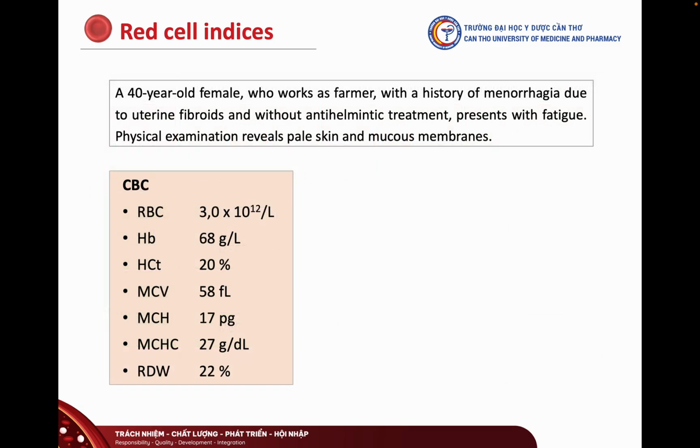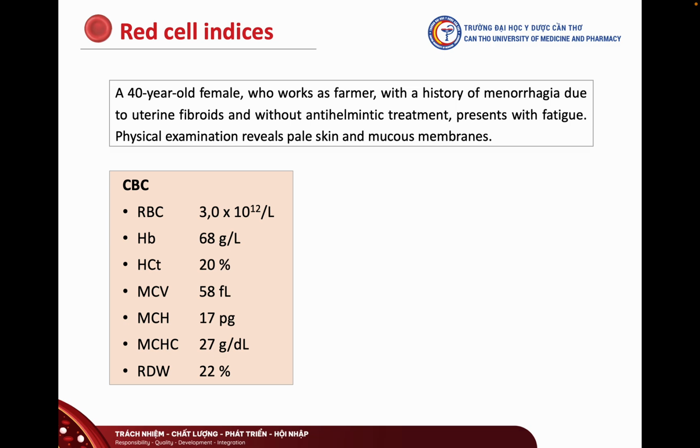Now, let's walk through this clinical case together. We have a 40-year-old woman, a farmer, who presents with fatigue. She has a history of menorrhagia, heavy menstrual bleeding likely due to the uterine fibroids. She also hasn't been dewormed, and she works in a rural environment, so hookworm infection is definitely a concern. On physical examination, she appears pale, which supports our suspicion of anemia.